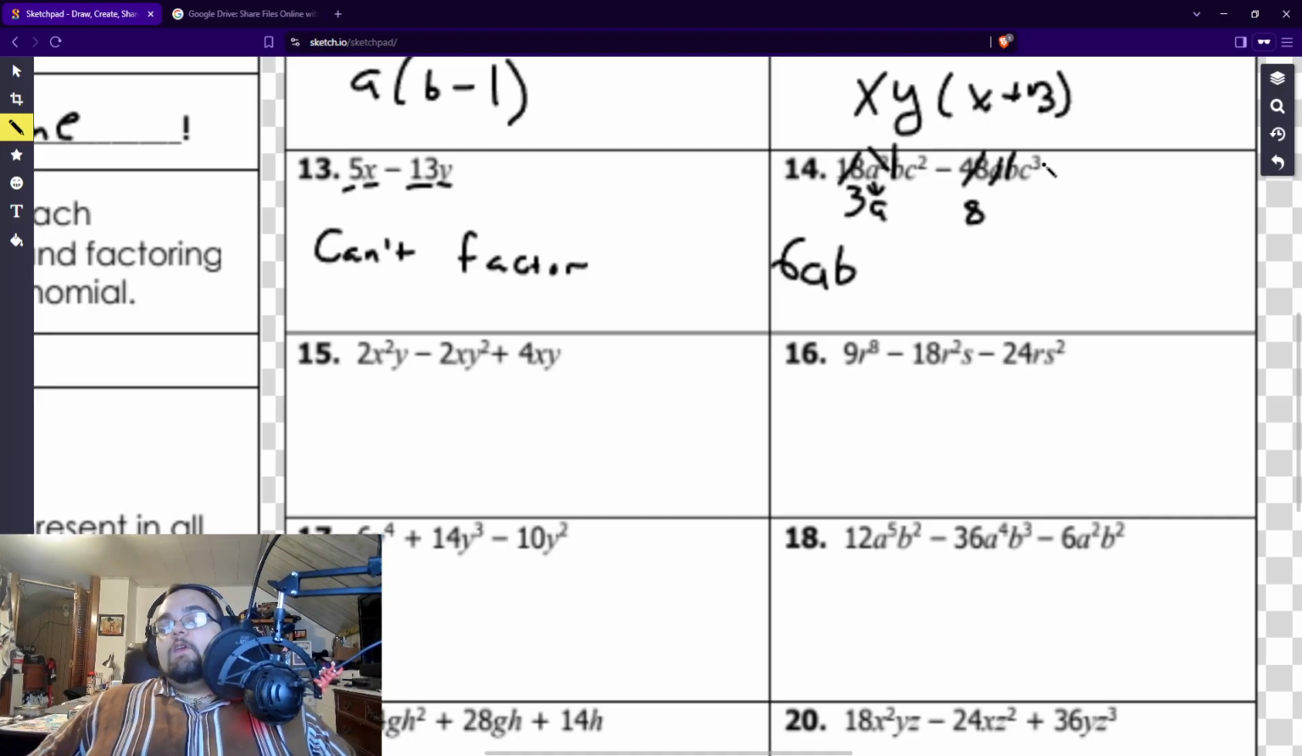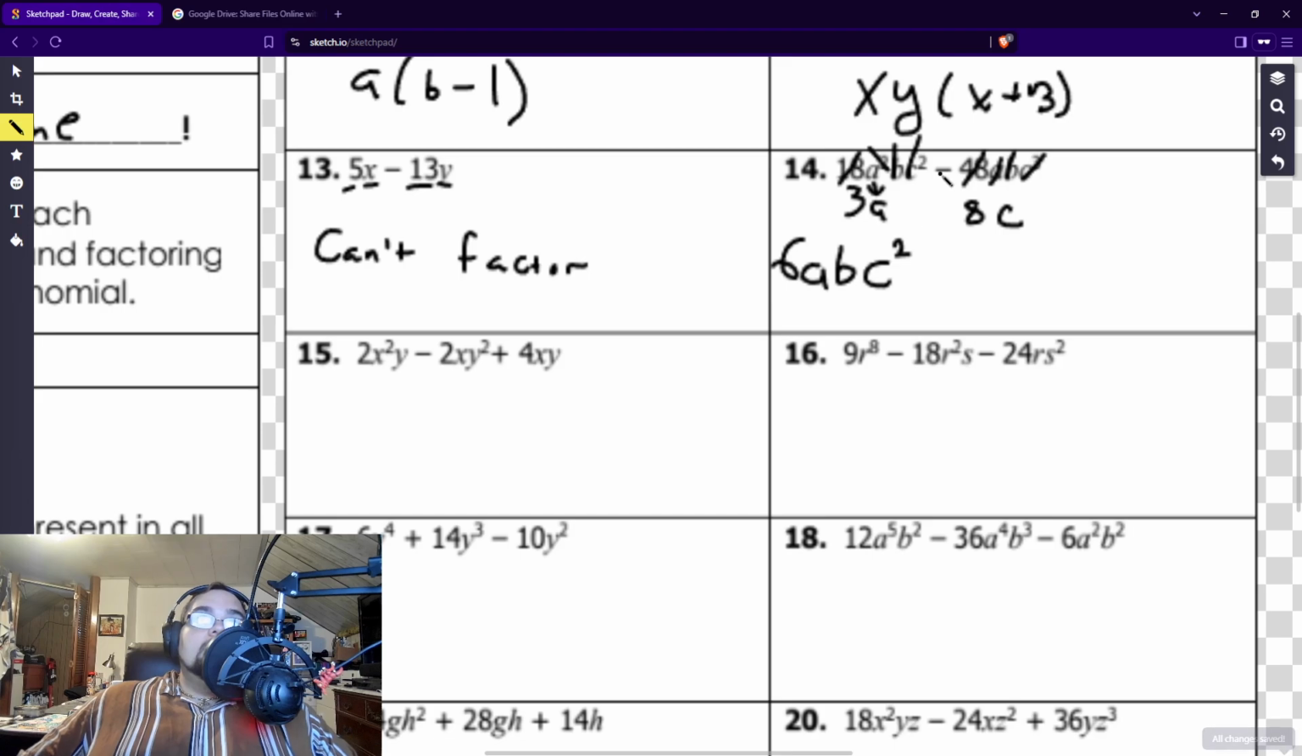Same exact thing we've been doing, guys. C squared and C cubed. What's 3 minus 2? 1. C to the 1st power. I don't need to put that. I can pluck out a C squared. This is going to come down as a minus sign. And so I finally put in parentheses 3a minus 8c.